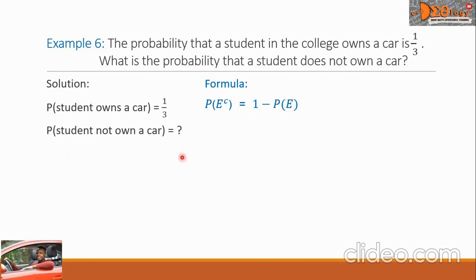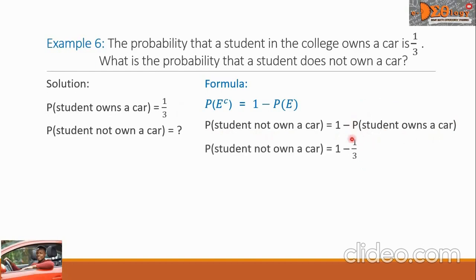With regard to our problem here, we may write P that a student does not own a car equals 1 minus P, or the probability that a student owns a car. Let us simply substitute the value of P, student owns a car, and that is 1/3. So we have 1 minus 1/3, and the answer is 2/3. This is the probability that a student does not own a car. This is our final answer.